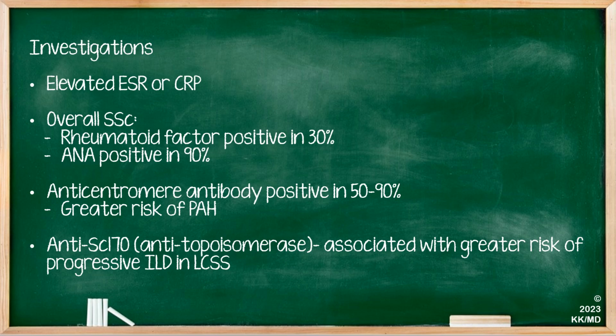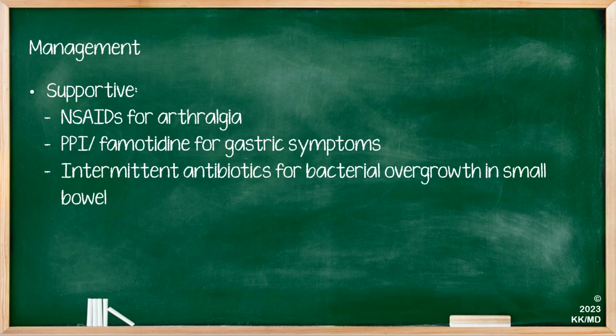Anti-SCL70 antibodies, or anti-topoisomerase, can in rare cases be seen in limited forms of systemic sclerosis, and this is associated with a greater risk of progression of their interstitial lung disease. Usually SCL70 antibodies are seen in the diffuse form of the disease. Management of patients with systemic sclerosis really depends on the signs and symptoms that they're experiencing.